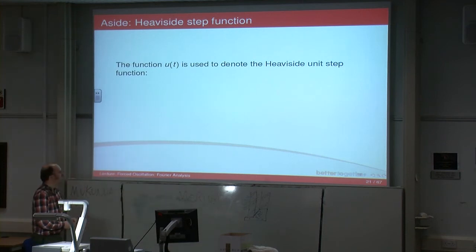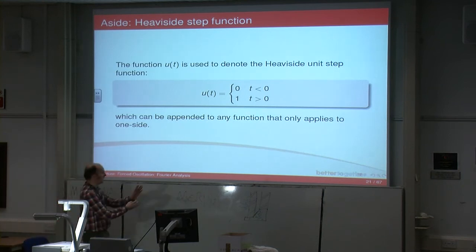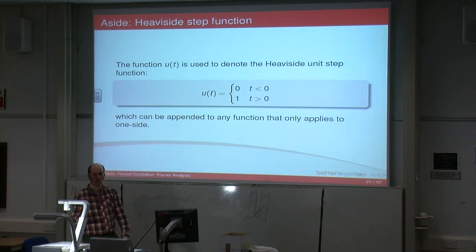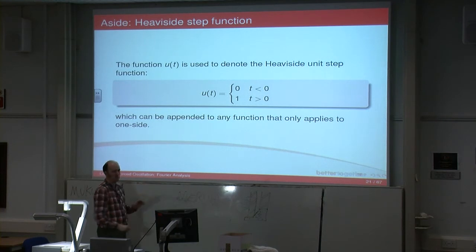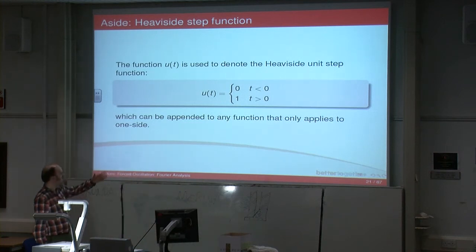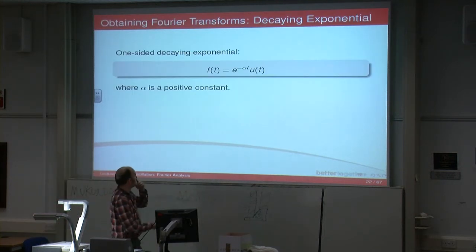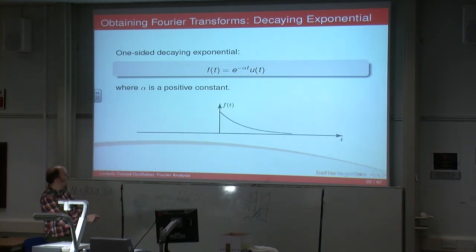u(t) is simply, for anything less than time equals 0, so anything on the left-hand side of the time line, we set the function to be 0. And for anything to the right-hand side of t equals 0, you set it to 1. That means that you've got this step. So if you multiply a function by that, the only bit that applies is the stuff on the right-hand side, which can be appended to any function that applies to one side. So we've got a one-sided exponential. Here's our decaying exponential, u(t) is our Heaviside step, and if you were to draw it, you get this sort of thing.